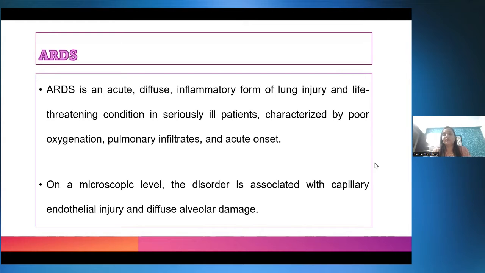As I told, prone ventilation is being used in cases of ARDS. It is very important to understand what this ARDS is. ARDS is an acute diffuse inflammatory form of lung injury and a life-threatening condition in seriously ill patients, which is characterized by poor oxygenation, pulmonary infiltrates and acute onset. On a microscopic level, the disorder is associated with capillary endothelial injury and diffuse alveolar damage.